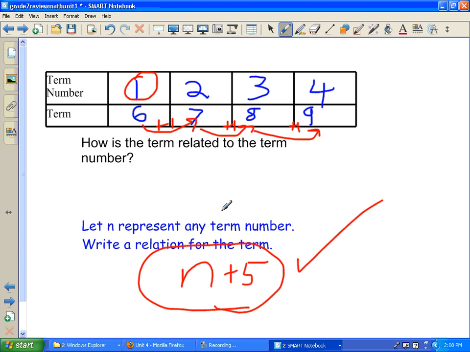So the trick to writing a relation is see how much the term is going up, and that will be your number in front of n. Then you plug in one of the numbers, and then you see what you get and what you need to add to it to make it equal the term. So I could have plugged in 3 and said 3. Now how much more do I have to add to 3 to get to 8? And the answer is still 5.